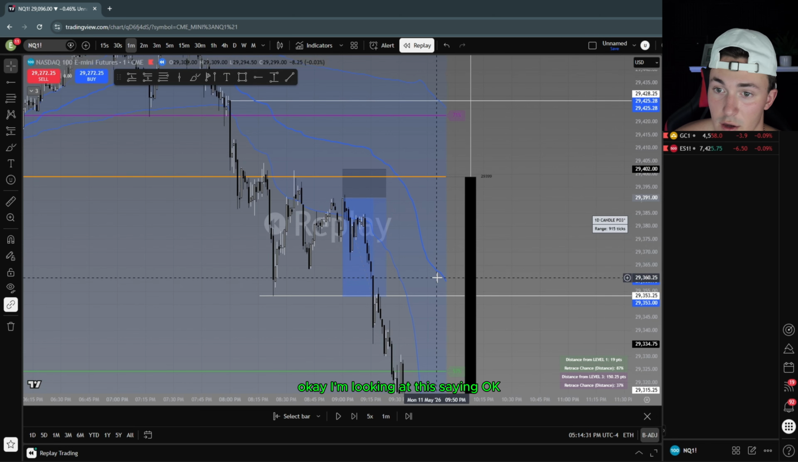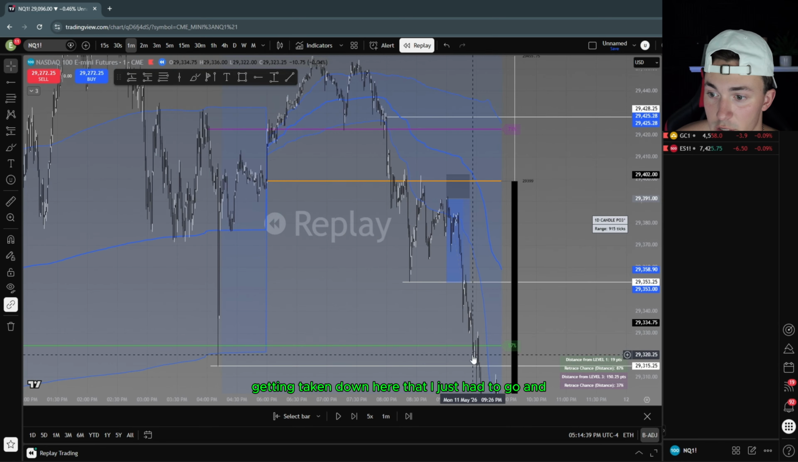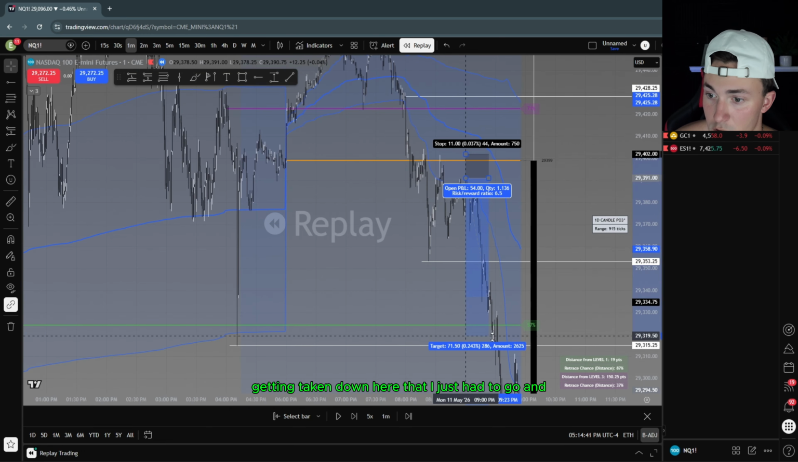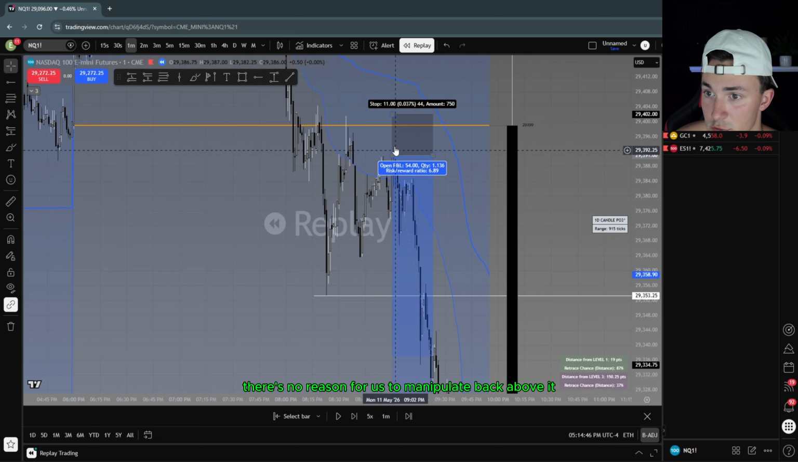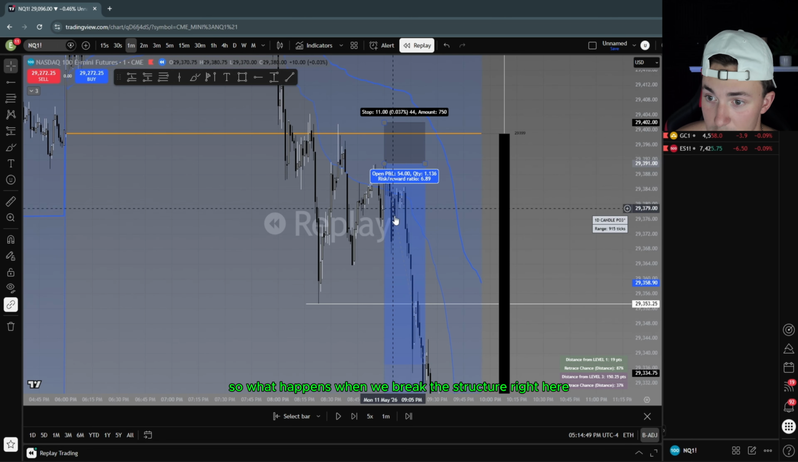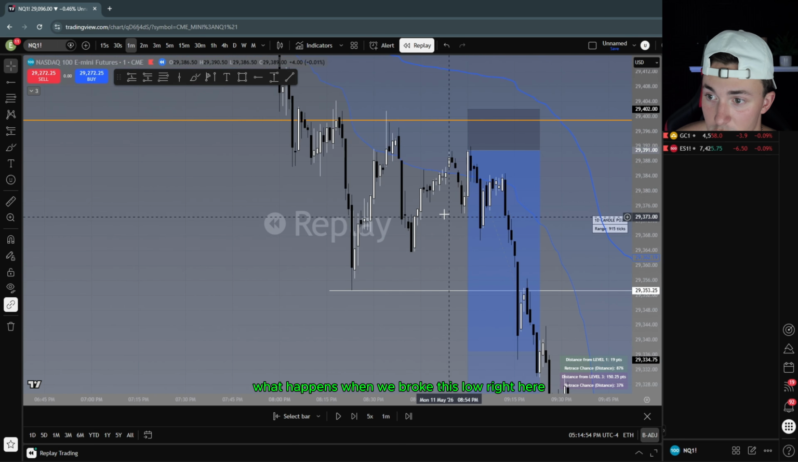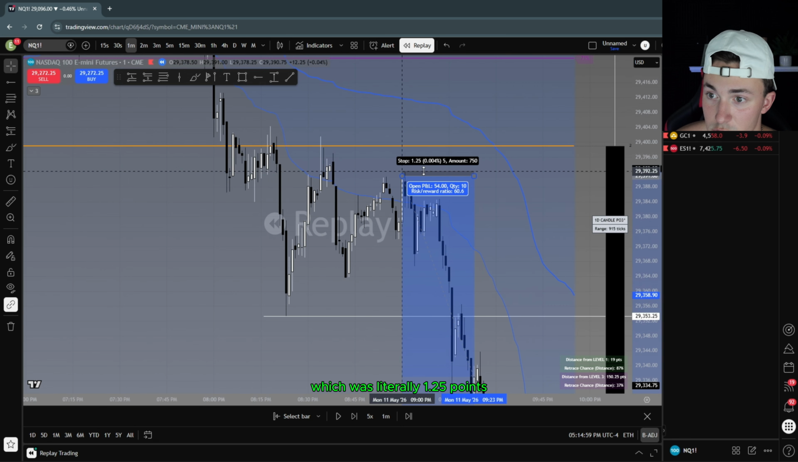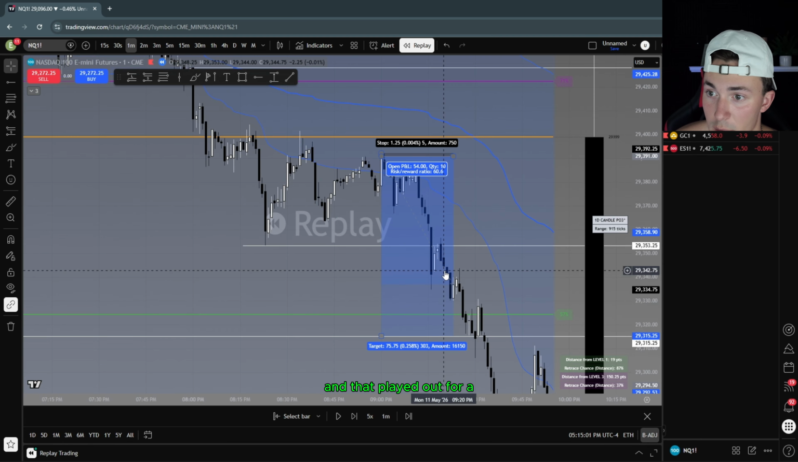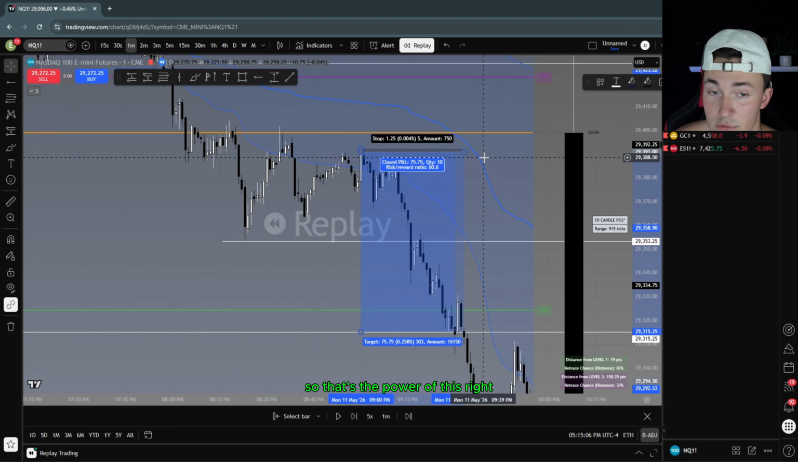I'm looking at this saying, okay, I should only be trading this if I know this is going to happen, okay? And I was so confident in this draw getting taken down here that I just had to go in and go for it, because once this internal high gets swept, there's no reason for us to manipulate back above it. So what happens when we break the structure right here? Oops. What happens when we broke this low right here? Boom. My stops were immediately put to this high right here, which was literally 1.25 points. And that played out for I think it was a 55 to 1 risk to reward ratio. So that's the power of this, right?